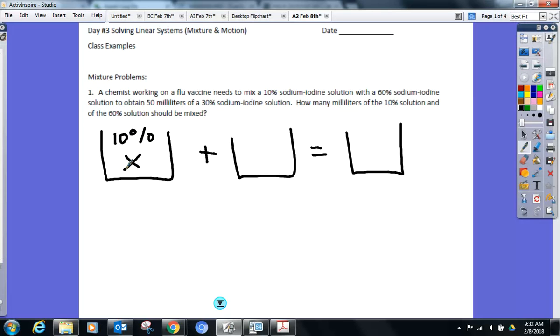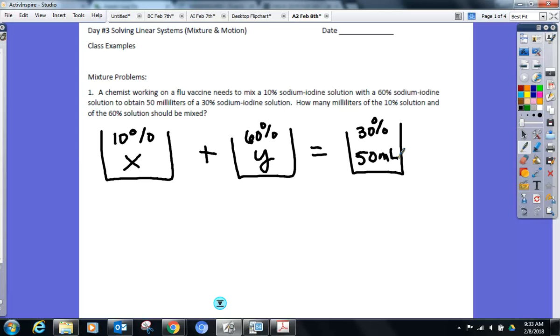What do you know about the next one? 60%. Do I know how much I need? There's my second variable, Y, right? I mix them together. What do I need at the end when I mix them together? I need a 30% solution, but I need how much? 50 milliliters. How much of each solution will I need?